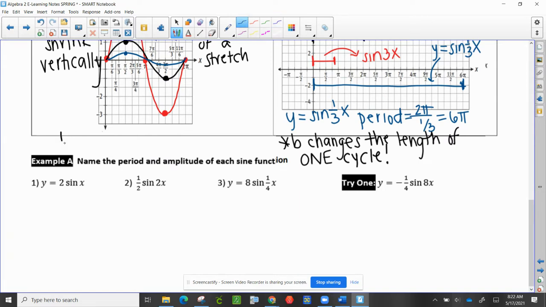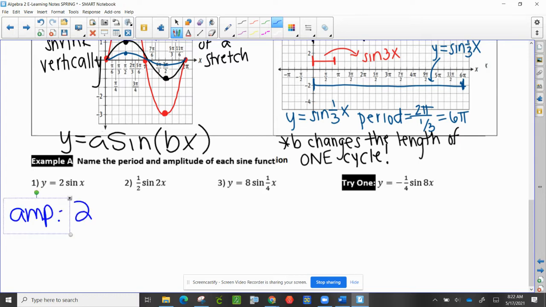Remember our basic function is a sine of bx, and a is your amplitude, b will change the period. So according to this problem, my amplitude would be 2. My period we have to find by taking 2 pi and dividing it by the b value. Now in this problem, our b value is a little imaginary 1 in front of there.